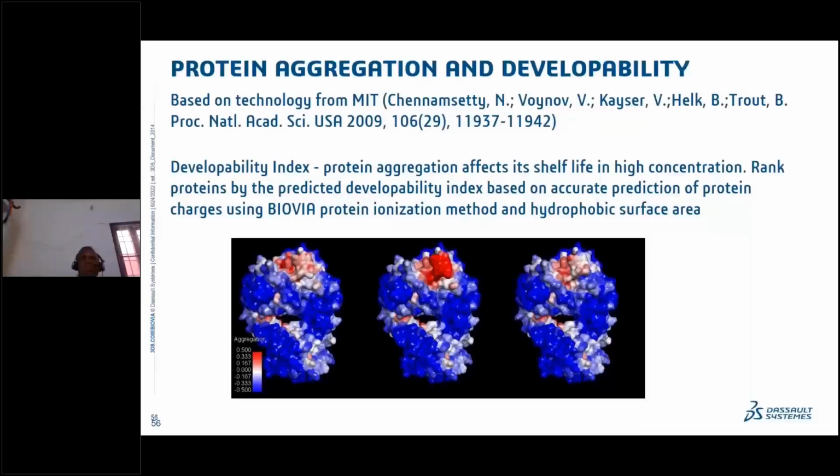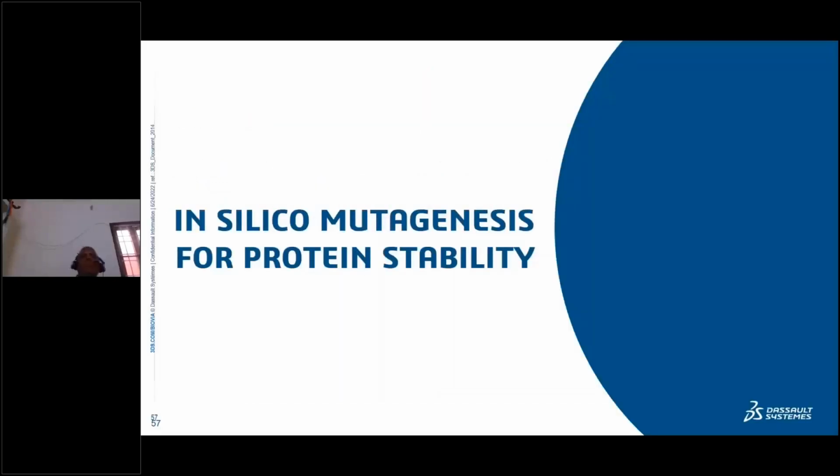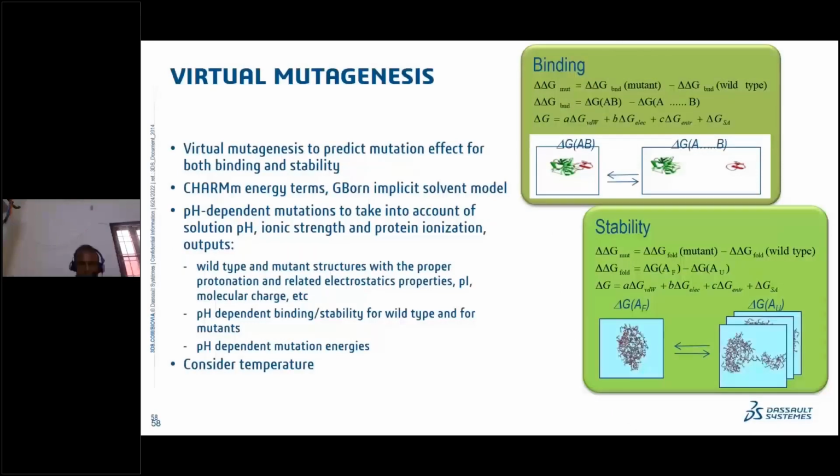The next part is protein aggregation and developability. As I said, the program comes from MIT. Bernhardt Trout's lab, along with Novartis Laboratories, performed this and came out with a unique algorithm, and that algorithm is part of Discovery Studio. It is based on what is called the delta delta G, or the energy, basically. The lower the energy, the more stable the compound. And if you're going to perform mutagenesis, what you look at is how much less energy you get with respect to the mutant as well as the wild type. So you can do virtual mutagenesis with that.